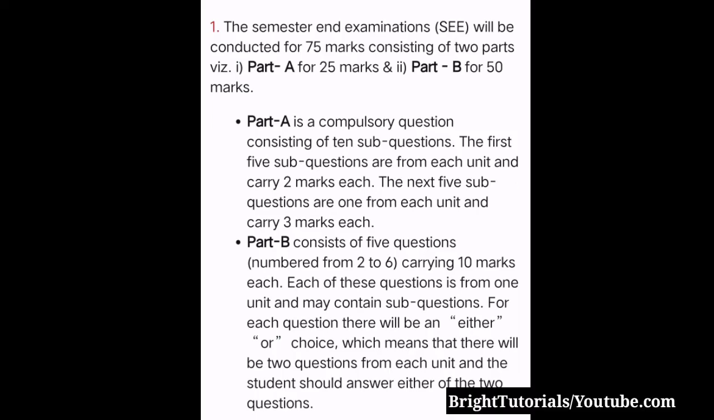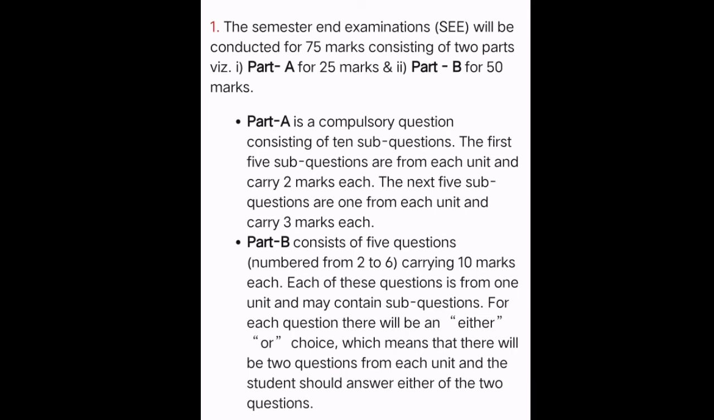So from this semester the question paper will contain two parts, part A and part B. Part A will be the compulsory section consisting of 10 questions. The first 5 questions are from each unit and carry 2 marks each. And the next 5 questions are from each unit and carry 3 marks. Part A will be for 25 marks. So this was regarding part A.